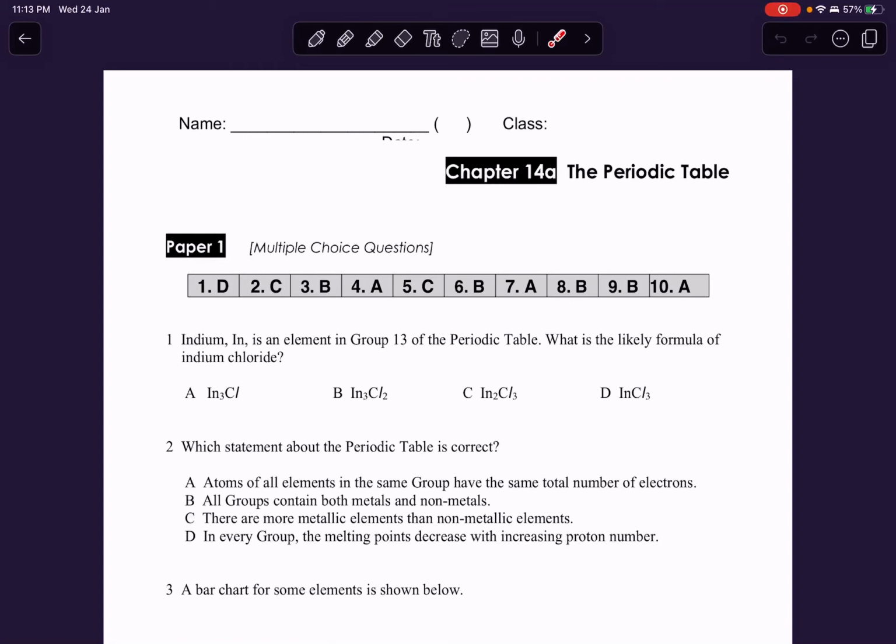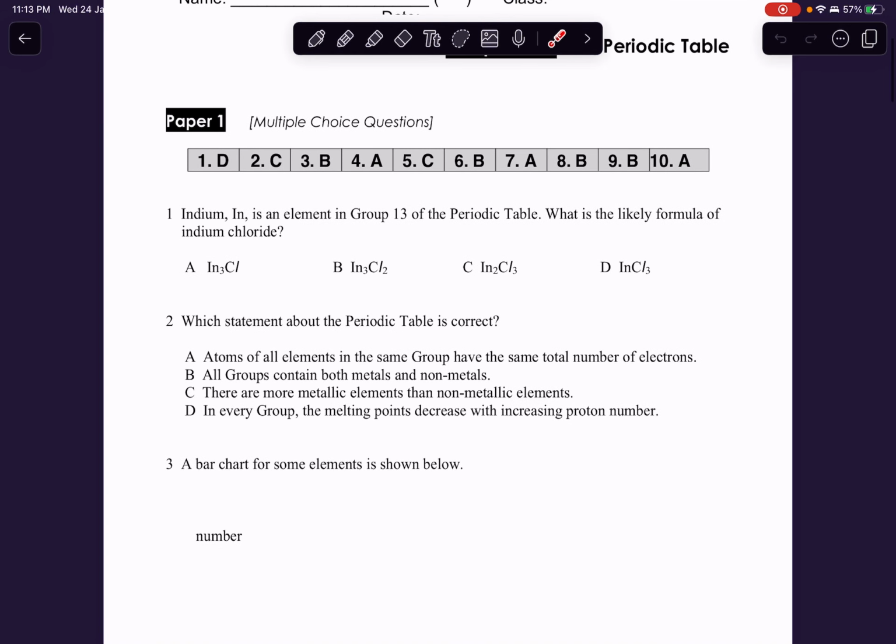Now I'm going to go through the answers to the 14A worksheet. Let's look through the MCQ first. For question 1, they tell you that indium is in group 13. What's the likely formula of indium chloride?